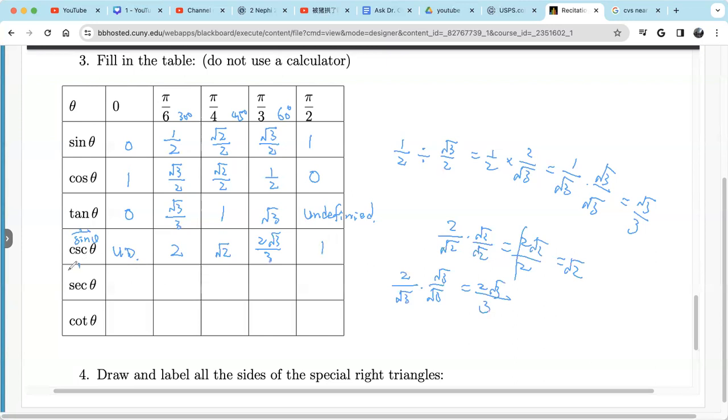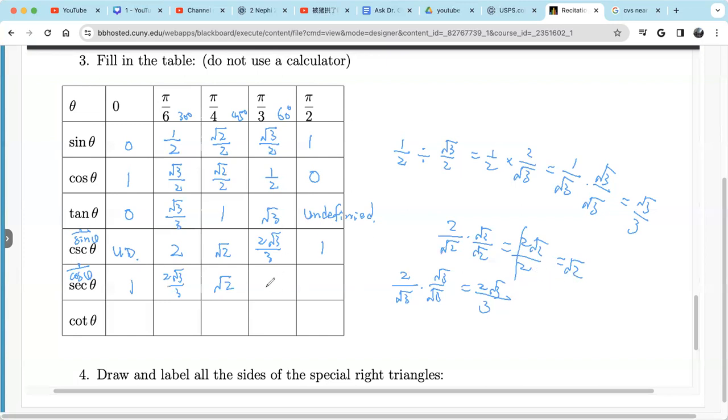Secant is 1 over cosine. Okay, 1 over cosine. So 1 over 1 is 1. 2 over radical 3, that's 2 radical 3 over 3. Then secant of pi over 4, so this is still root 2, right? Because we have 1 over cosine. 1 over cosine is 2 over radical 2. We simplify to radical 2.